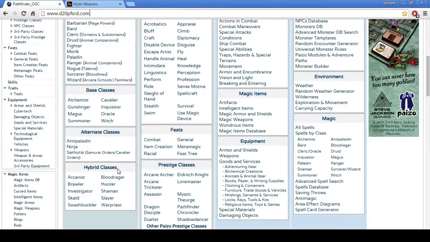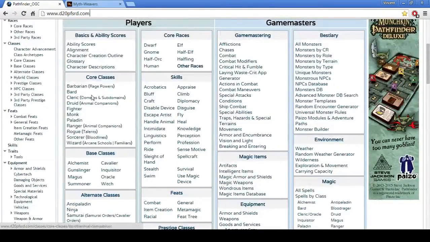Once you start going further down in this list, to base classes like an alchemist or gunslinger or magus, what is all that? A gunslinger shoots guns, but this is a medieval fantasy setting. What's that doing here? So they get a little bit more complicated and less intuitive as you go along. And the hybrid classes are actually kind of complicated at times, so I would stay away from those if this is your first time playing. So the first thing you do is just pick one of these core classes, and that's what we're going to be doing.